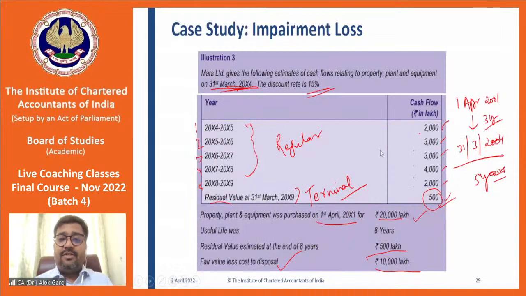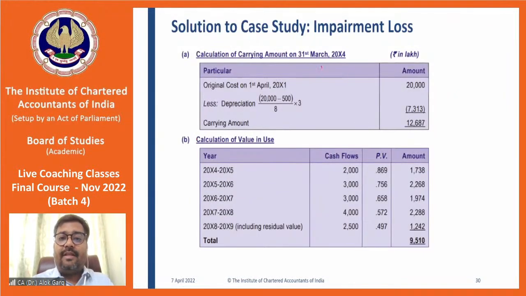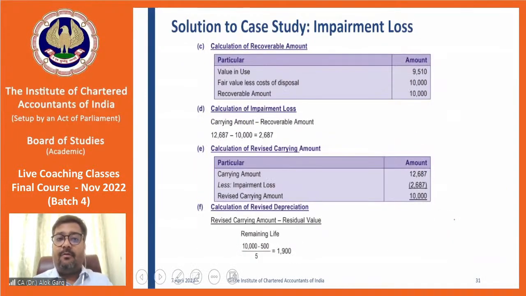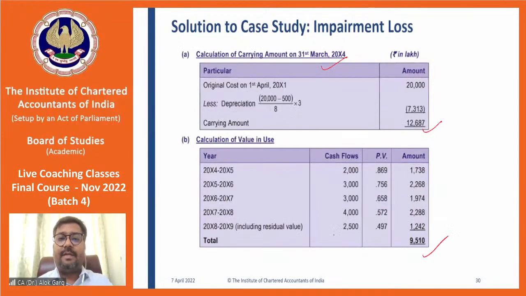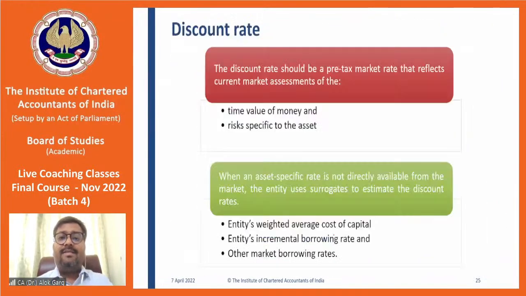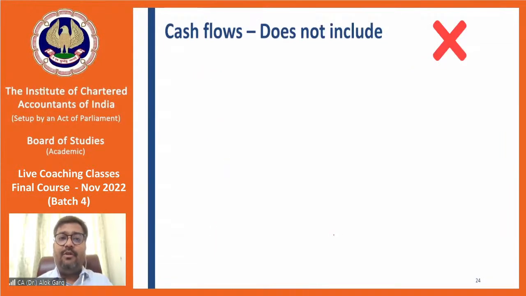So this was the illustration. So we have covered this. We have calculated the carrying value, then the value in use, then the recoverable amount and impairment loss, and then the revised carrying value and revised depreciation. Right? So we have calculated all these aspects. So friends, so far we have understood the concept of value in use, how this value in use is going to be calculated. Right? Now let's discuss the concept of this value in use.